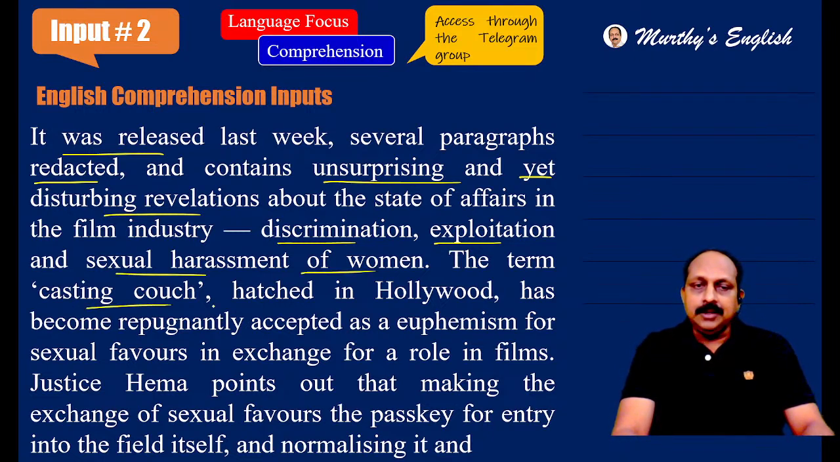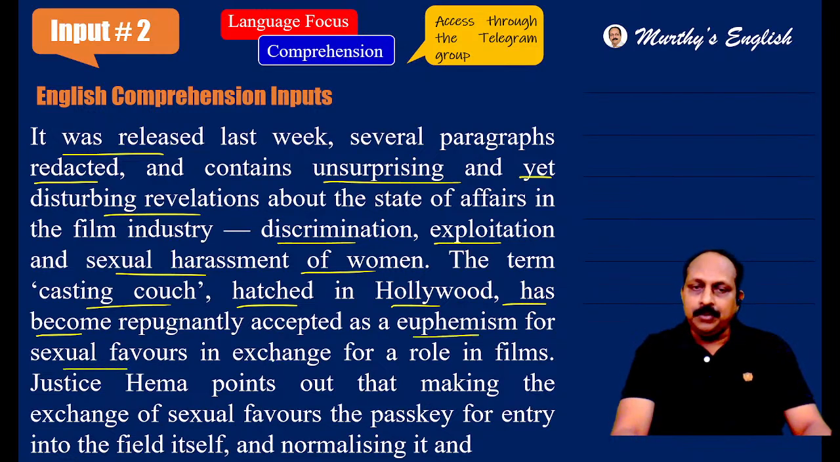The term casting couch hatched in Hollywood. This is from Hollywood. What is this Hollywood? The film industry in the US. In the state of California, there's a particular place that is known as Hollywood where you have all the film industry, the studios and all. The term casting couch, hatched in Hollywood, started there, has become, present perfect active voice, repugnantly accepted as a euphemism for sexual favors.